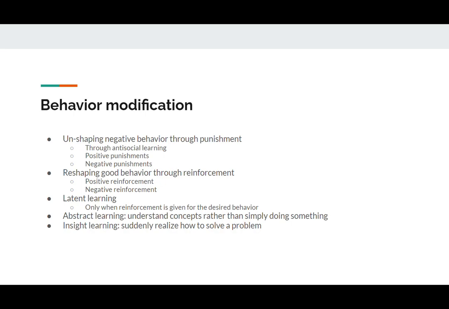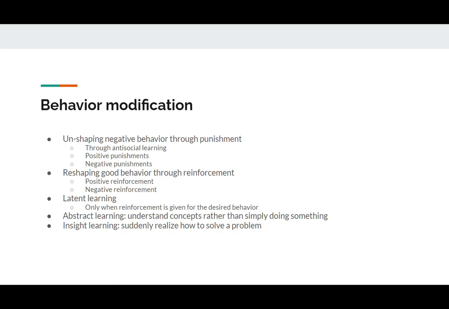Our second to last type is abstract learning, which involves understanding concepts rather than simply doing something like pressing a bar. Researchers trained pigeons to peck pictures they had never seen before if those pictures contained a chair. In another study, pigeons were trained to peck pictures that contained a particular shape and were rewarded.